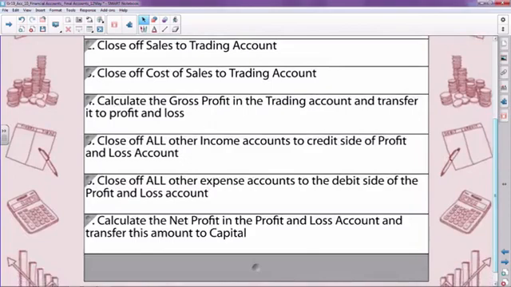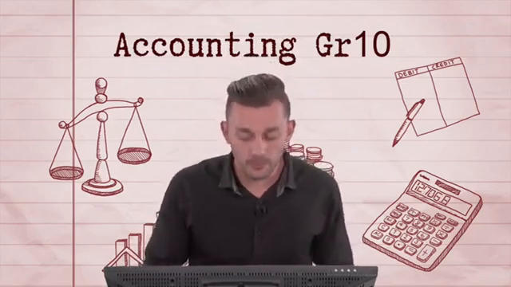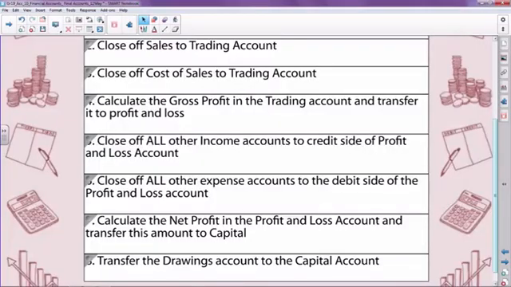Your net profit needs to be calculated, and this profit belongs to the owner of the business. Remember, we are busy with the sole trader. So this net profit goes to the capital account of this owner, and it will increase his capital in the business. But remember, if he drew money during the year, he'll have drawings. And these drawings also need to be closed off. So again, drawings goes to the credit side, goes to capital on the debit side to decrease the capital he's got in the account. And then all the closing transfers are done.